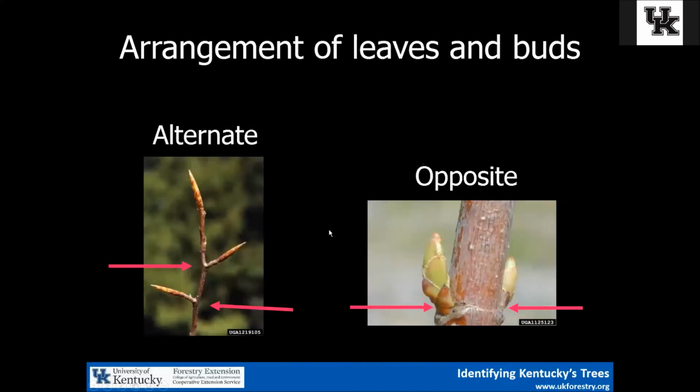Okay, so let's look at some actual pictures. So this is the alternate one. The sample here is American beech, and you can clearly see that it alternates on that twig. And over here, we can clearly see that these guys are opposite, right across from each other on that twig. So they can stand out pretty well. You won't have a whole lot of problem, as long as buds have set, being able to tell if they are alternate or opposite.